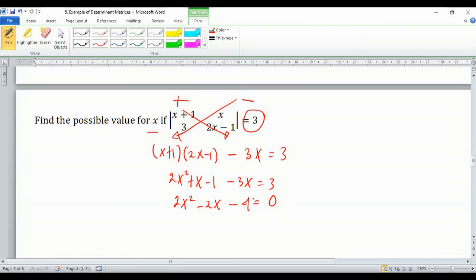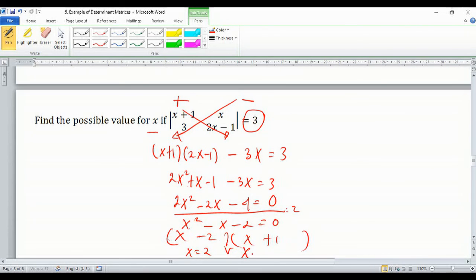So this result is 2x squared minus 2x minus 4 equals 0, right? Since minus x plus 2x minus 3x is minus 2x. So we can divide by 2: x squared minus x minus 2 equals 0. We need to factorize first: x minus 2, x plus 1. So we get x equals 2 or x equals minus 1. So the possible values are 2 and minus 1. Okay, now let's jump to another example.